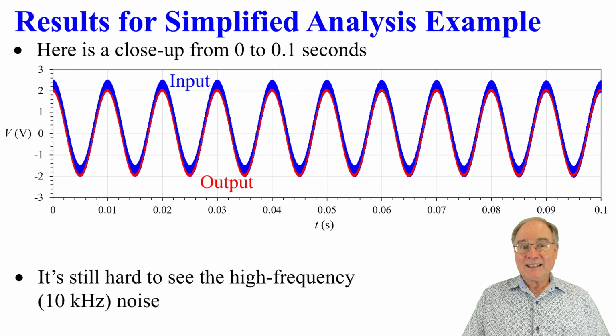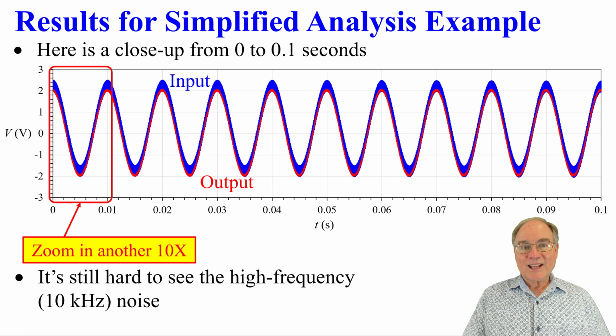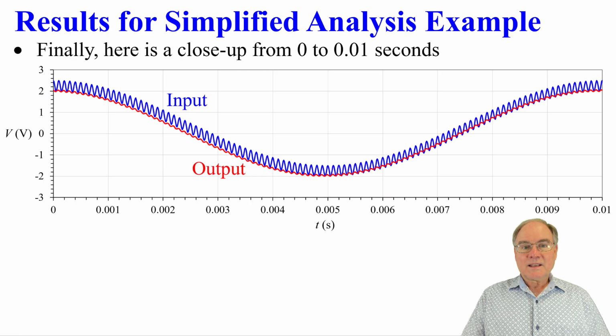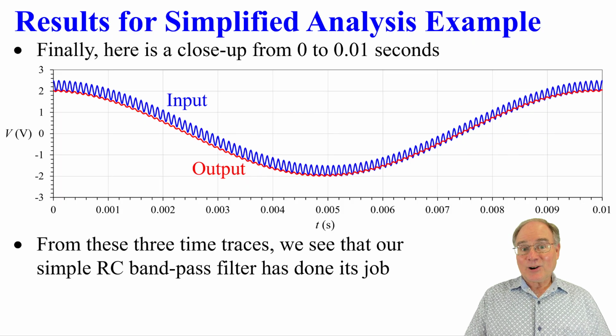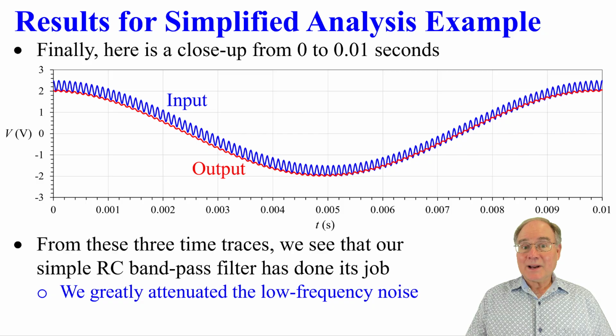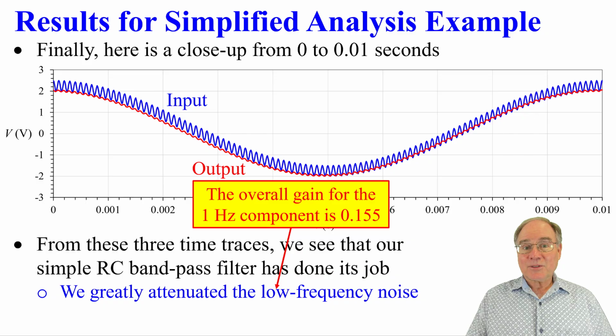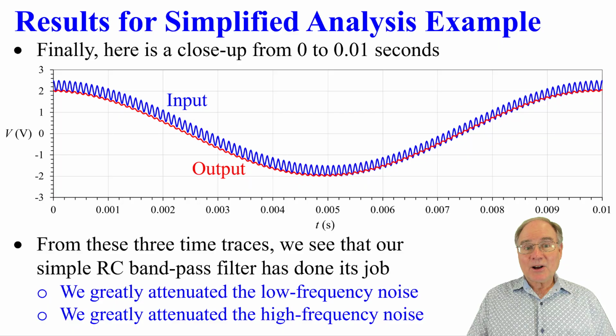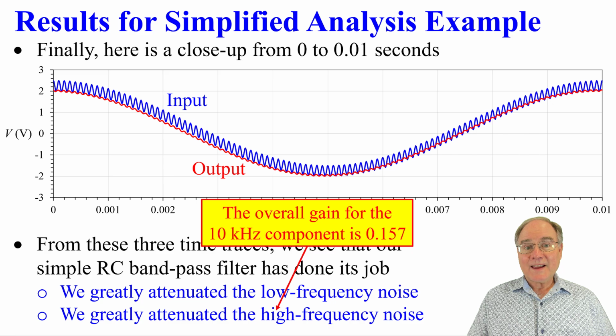It's still hard to see that very high frequency noise, so let's zoom in another 10x. Here I show the plot from 0 to 0.01 seconds, and we can clearly see that our RC filter has done its job. The desired 100 Hz signal is largely unaffected. We greatly attenuated the low frequency noise, as I showed previously. The overall gain for the 1 Hz component was about 0.155. And with this plot, we can also see that we greatly attenuated the high frequency noise. The overall gain there is about the same, 0.157.